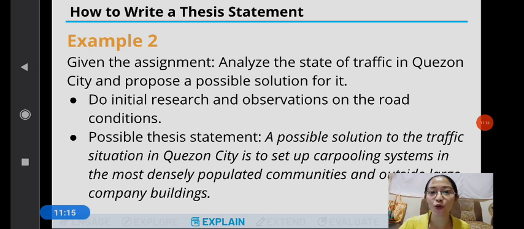Okay, in the example of our possible thesis statement, do we observe some characteristics of a good thesis statement? Let's break it down first. Okay, first, does it show a stand on a certain issue? Yes? Okay, because it presents a claim of possible solutions, that setting up carpooling systems is definitely the possible solution for the traffic situation. It's suggesting that it is better to have carpooling systems.